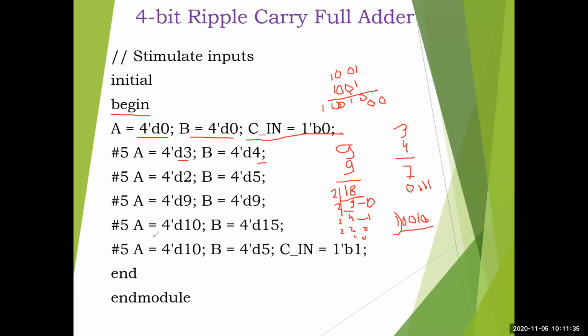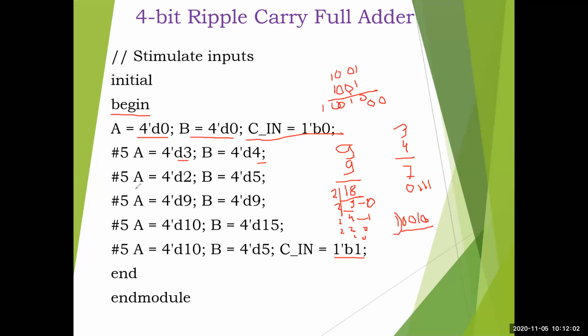Similar way you do the remaining. So A is 10, B is 15. Okay, so 10 is 1 0 1 0, B is 1 1 1 1, 15, right? So far Cin was 0. So in the next case, Cin I will also take as 1. Okay, and now we have to consider Cin also in the computation. So far we are not considering. So A is 10, B is 5. So 10 plus 5, 15 plus 1, 16. Okay, so like that you have to consider.